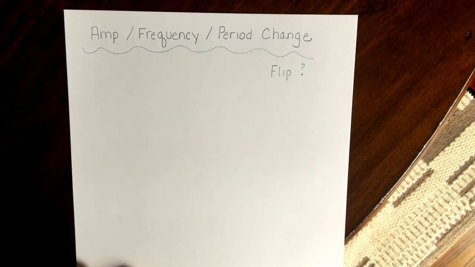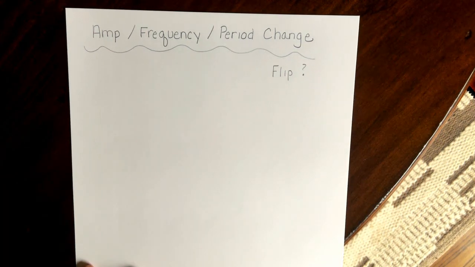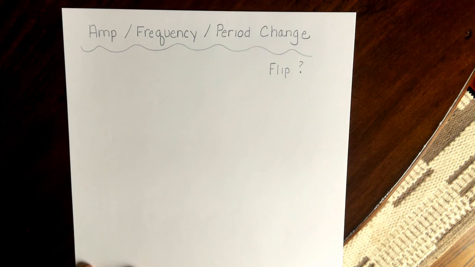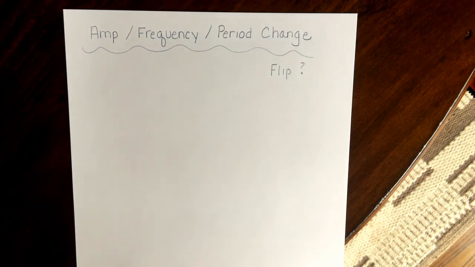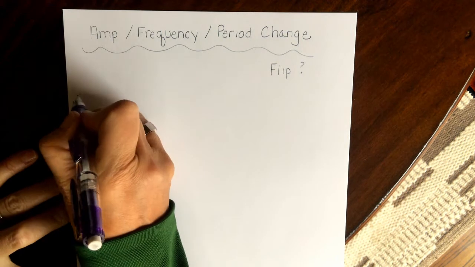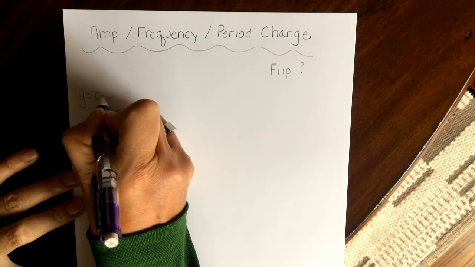Now we're going to put amplitude, frequency, and period change all together and add in what is a possible flip. So I'm going to start again. This time I'm going to start with our cosine parent function.